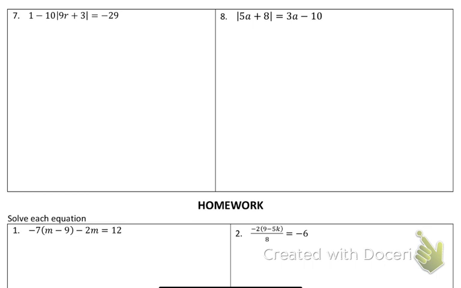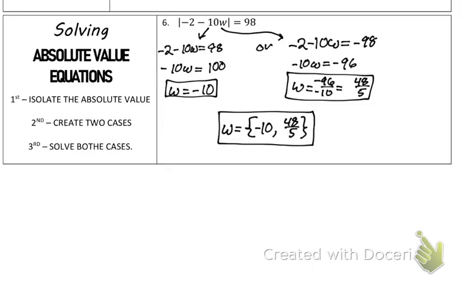So right now, if you don't believe me, that's why I said plug it in your calculator and check it. If you plug in 48 over 5 into this equation, you'll get out -98. What's the absolute value of -98? 98. So I have to account for this equaling a -98 and a positive 98.